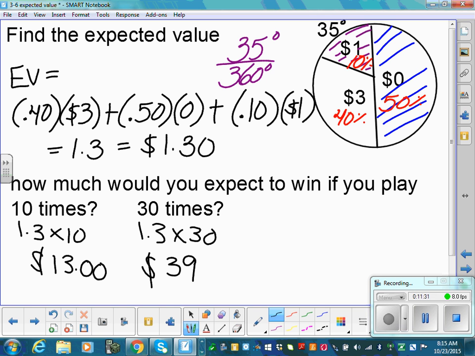I'll take $39. Justin makes a good point. On this spinner, you can't lose. You just might not win anything, right? So it's not a bad deal.